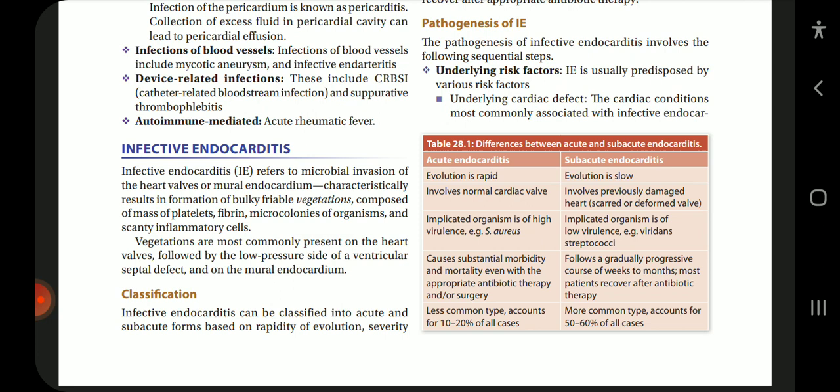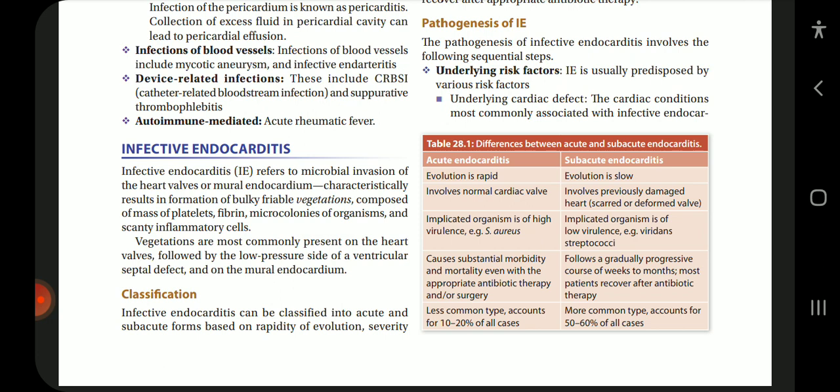The pathogenesis of infective endocarditis. The pathogenesis of infective endocarditis involves the following steps. We'll see the risk factors. Before that, let us see the table 28.1, which is the difference between acute and subacute endocarditis.